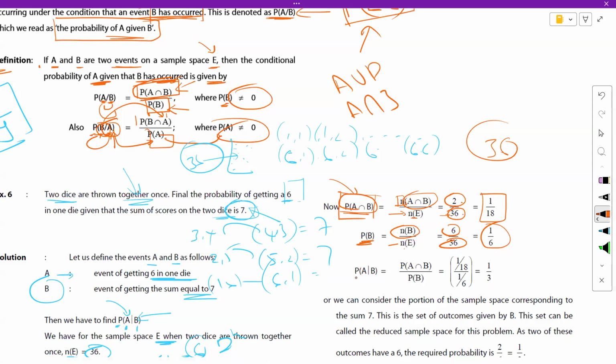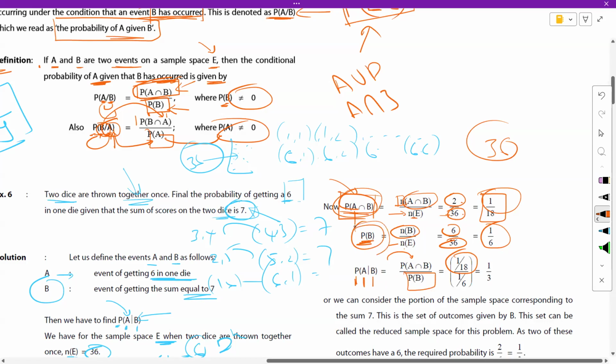And finally, probability of A given B is equal to, that is the formula, no? Probability of A intersection B, this area, that is 1 over 18, and probability of B, this area. When we simplify this, we can get 1 over 3.